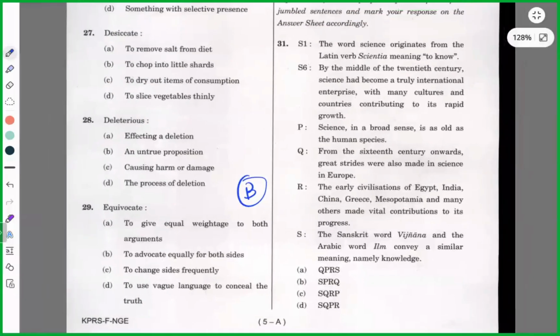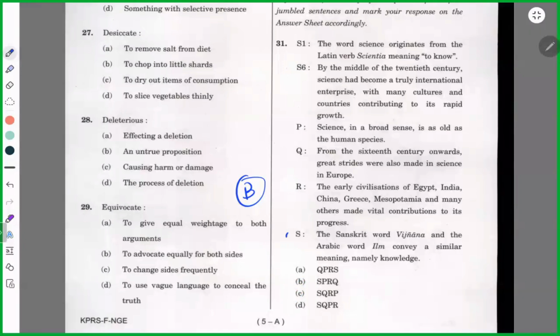Now, starting with... see, S appears multiple times, so obviously attention goes to S only. "The word science originates from the Latin word scientia, meaning to know." Then: "By the middle of the 20th century, science had become a truly international enterprise, with many cultures and countries contributing to its work." Then starting with S only: "The Sanskrit word Vigyan and the Arabic word Ilm convey a similar meaning, namely knowledge." Obviously, when you talk about different meanings of science, this would be the relating one. So yes, S would be the starting one. Q will not be the one. Next, the interesting thing is SQ or SP. Q appears multiple times.